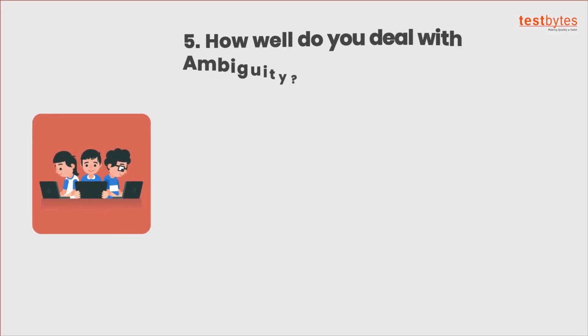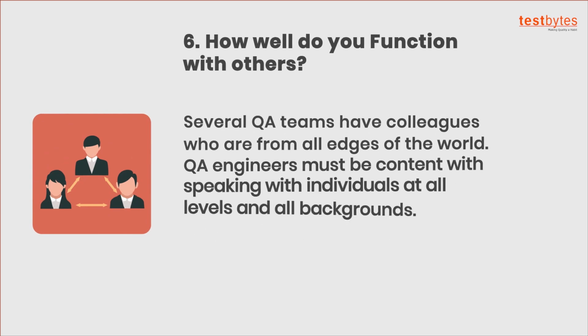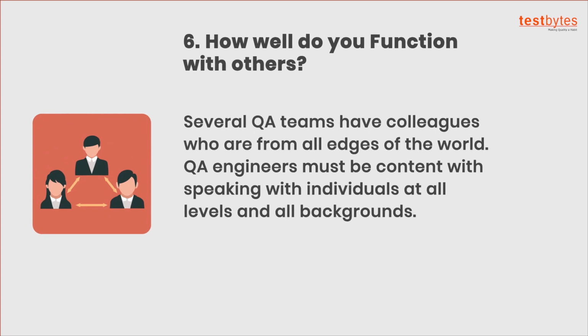Number 5. How well do you deal with ambiguity? Test cases are not generally straightforward, and QA engineers should follow up on their own judgment. They have to feel great with ambiguity. Number 6. How well do you function with others? Several QA teams have colleagues who are from all edges of the world. QA engineers must be content with speaking with individuals at all levels and all backgrounds.